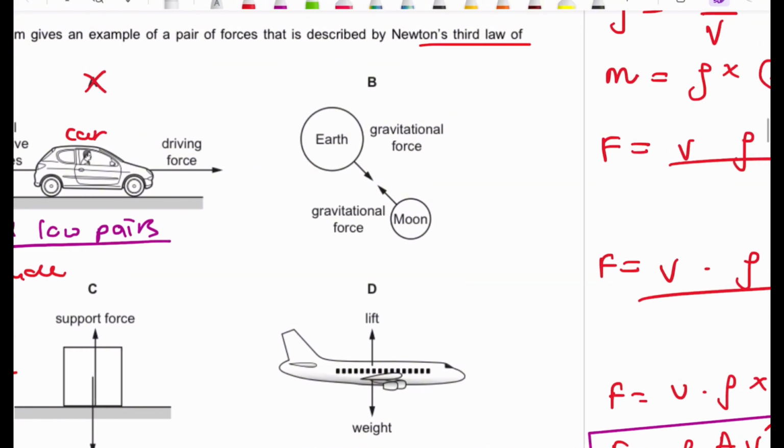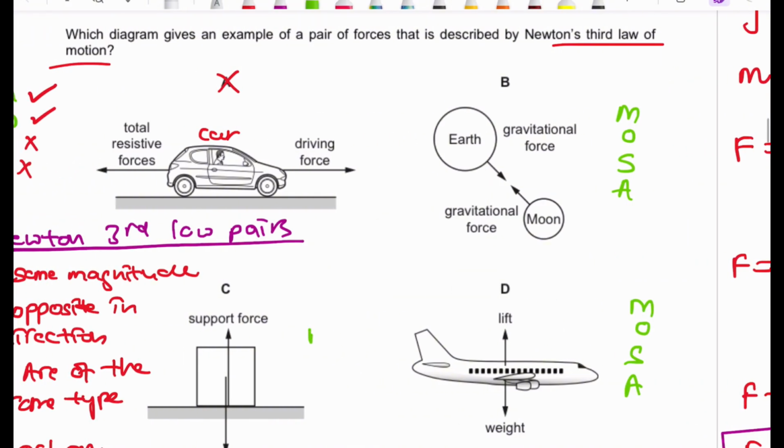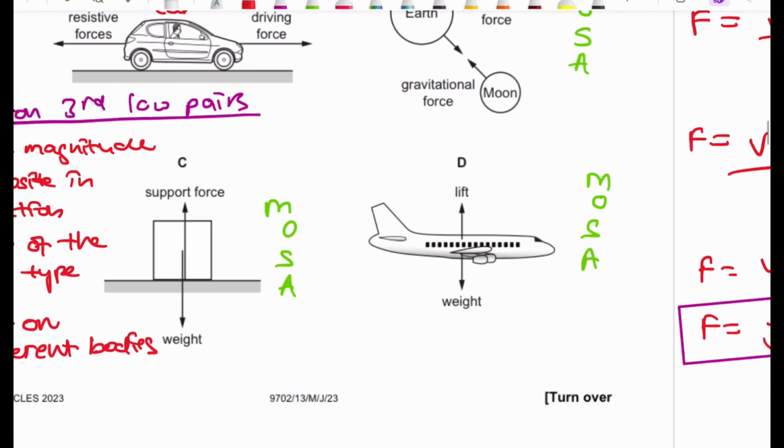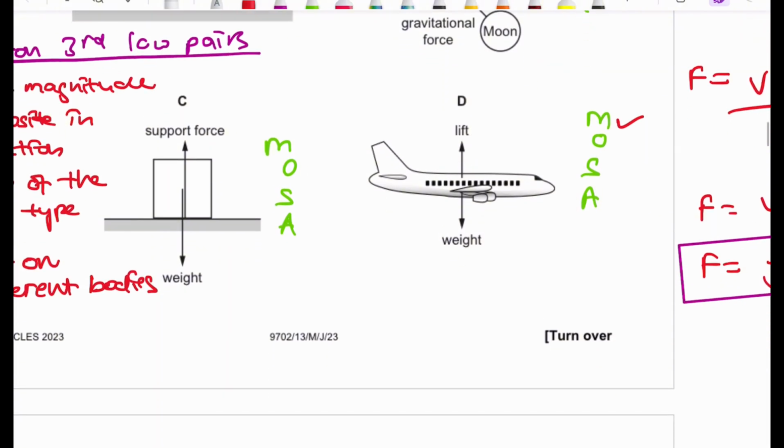We go here, we write our abbreviation, we go here, we write our abbreviation. Okay, very important. We'll start here. Are these forces the same magnitude? They might be, if the lift force is equal to the weight, so that the aeroplane doesn't come crashing down. Okay, are they opposite in direction? Very important. They are opposite in direction.